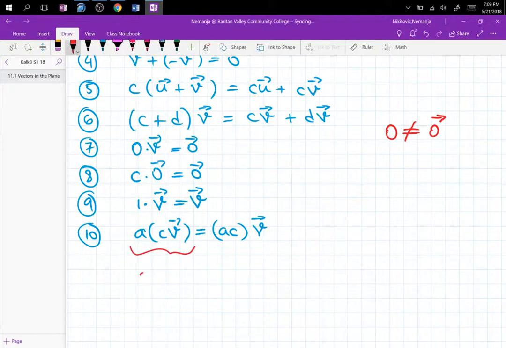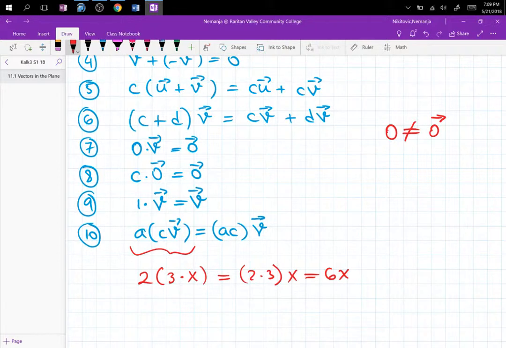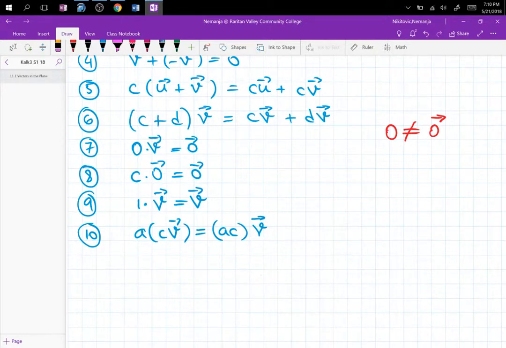This one you can understand as 2 times 3 times x is the same as 2 times 3 times x, which is 6x. And you know that when you multiply 2 times 3, right? So this is just the algebra recast into the vector realm. These properties should make sense if you find their counterparts in your one-dimensional world that you already know from algebra and arithmetic.